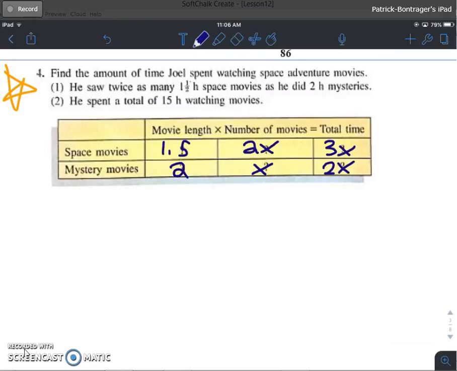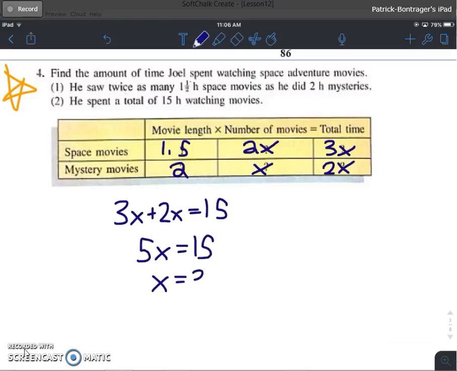And this one's going to be easy algebra. So my total time watching movies is 15 hours, so it's going to be 3x plus 2x equals 15. Combine like terms, I get 5x equals 15. So x equals 3. So I watched 6 space movies and 3 mystery. Again, just plugging it right back in.